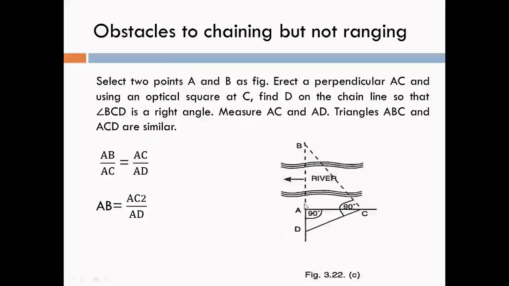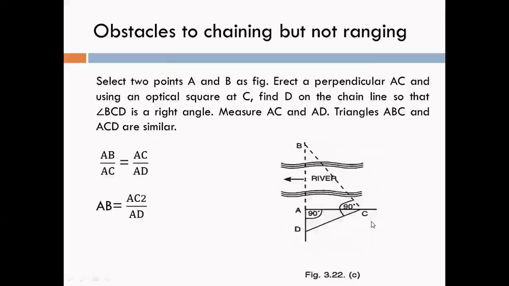Consider point A on one side of the river and point B on another side of the river. AB is our survey line. Now from point A, draw perpendicular line AC and select the point C on the ground. Now at point C, set 90 degree with the use of optical square and join C to B and C to D such that the triangle BCD is the right angle triangle.